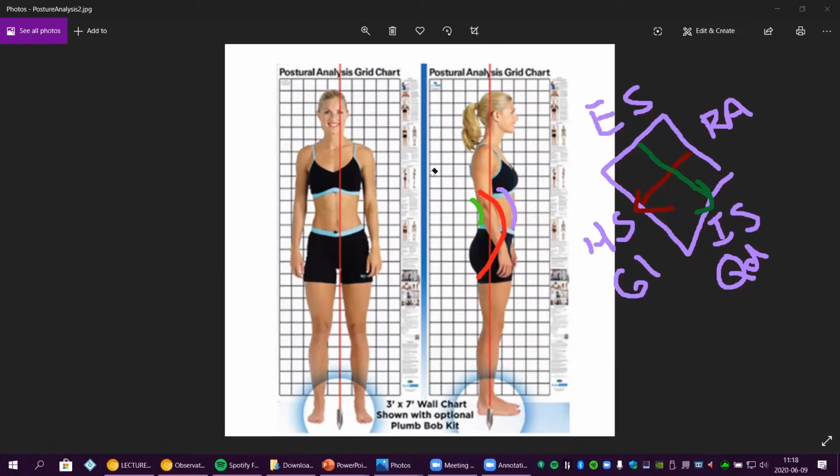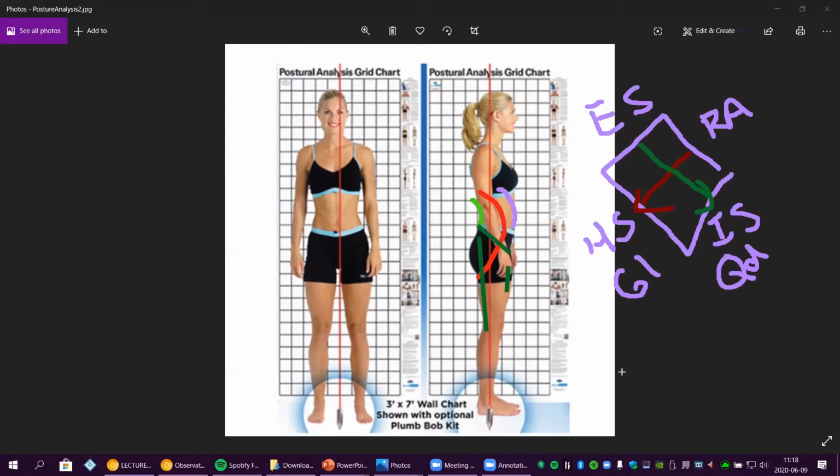Her pelvis, let me draw where's my straight line? Her pelvis looks like this. So these are short, right? These are short. These are long. So working with this patient, we're going to stretch the erector spinae group. We're going to stretch the quads and iliopsoas. We're going to strengthen her abs, and we're going to strengthen her hamstrings.